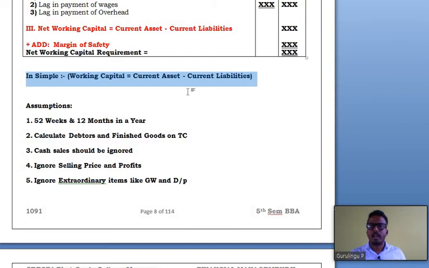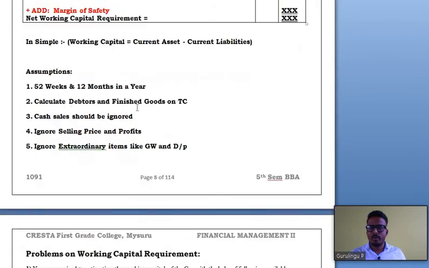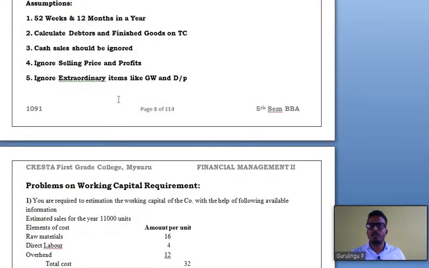So in simple terms, working capital is equal to current assets minus current liabilities. Very simple format, guys. No need to remember, you should only be able to identify current assets and current liabilities. Let us see the assumptions one by one. The first assumption is that there should be 52 weeks and 12 months in a year.